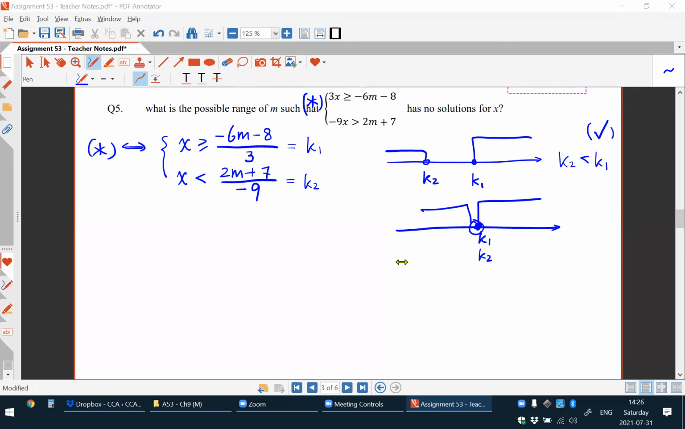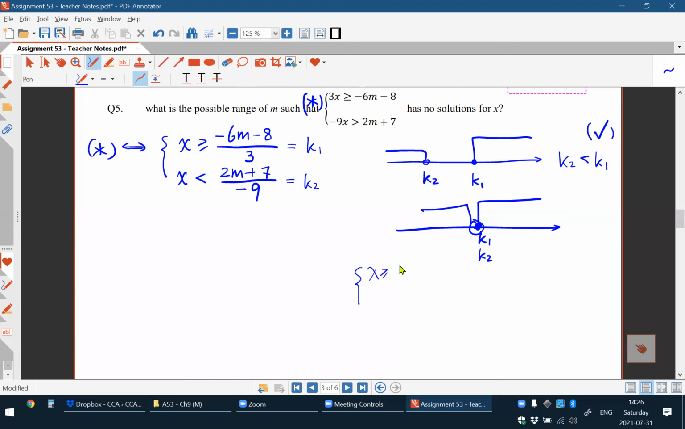Okay, Dora, I have a question for you. If the two numbers are the same, the solution for X is actually X greater than or equal to K1, right? And X should also be less than K2. Can you tell me, is there any solution for X?